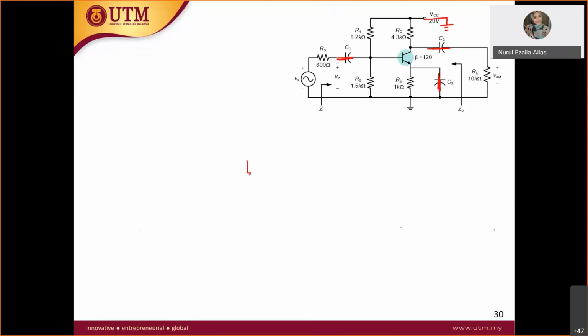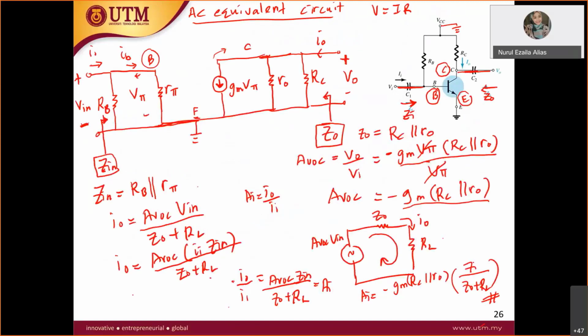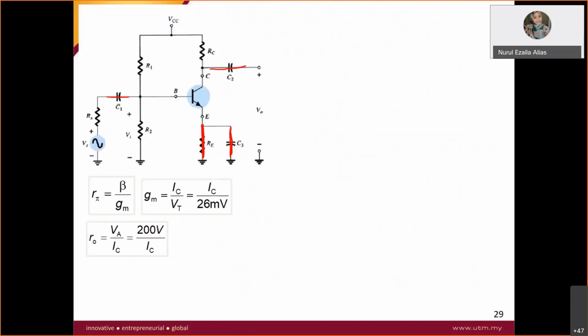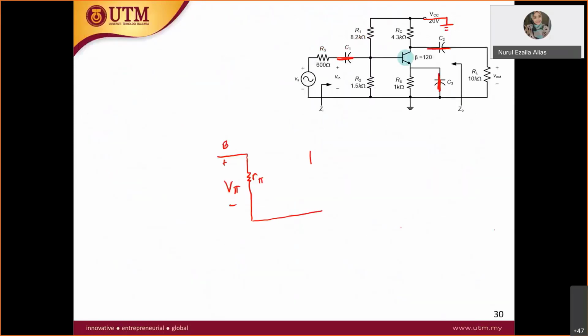So you have this one, R pi. This is your base. Don't forget R pi. You have V pi. Okay, what else? You have your gm V pi and r naught. So you have your gm V pi here at collector. So this is your emitter, and at collector here you have r naught.